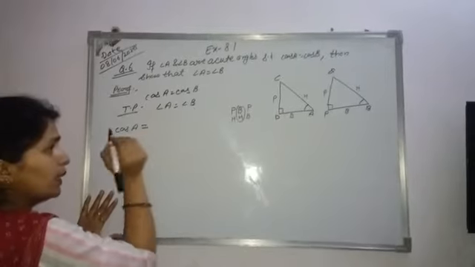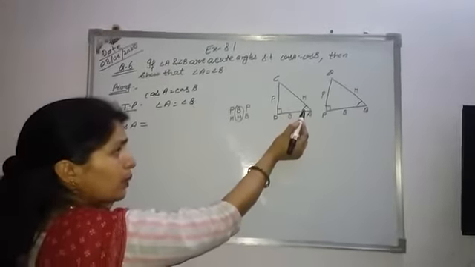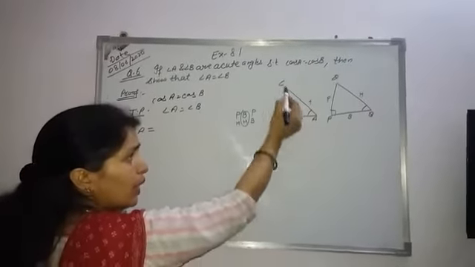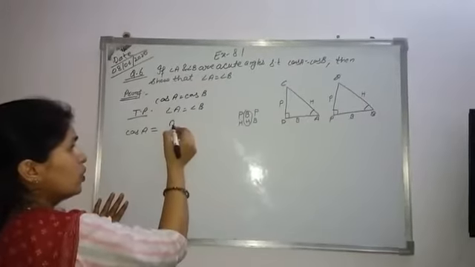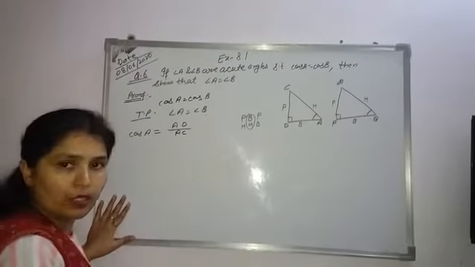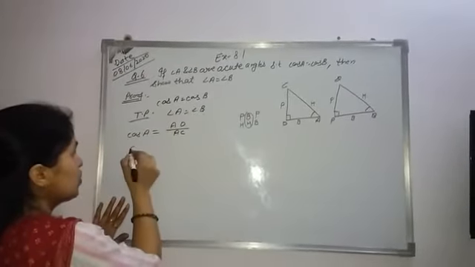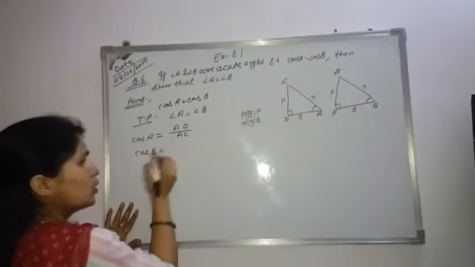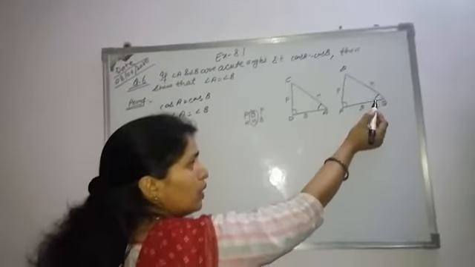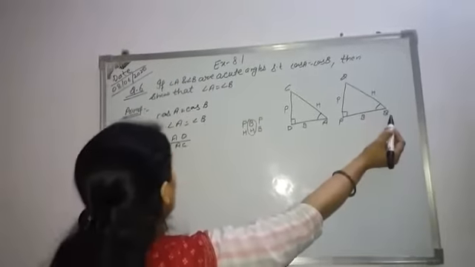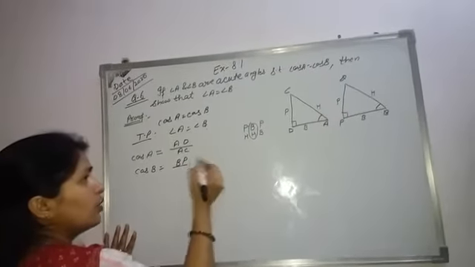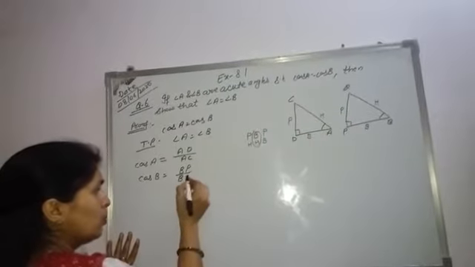Now cos A, for this triangle, is base divided by hypotenuse. Base is AD and hypotenuse is AC, so AD divided by AC. This is the value of cos A. Now the next condition is cos B. From this second triangle, the cos B value will be base divided by hypotenuse. Base is BP and hypotenuse is BQ.